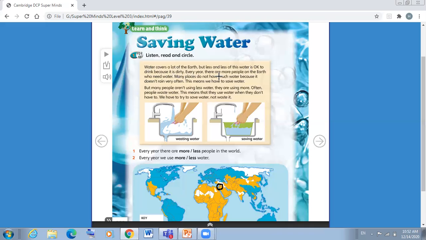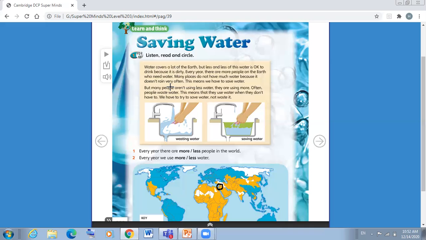Every year there are more people on the earth who need water. Okay, so every year the number of people is increasing. Okay, so we have more and more people on the earth who need water. Many places don't have much water. Why? Because it doesn't rain very often. You know that the main source of water is rain.